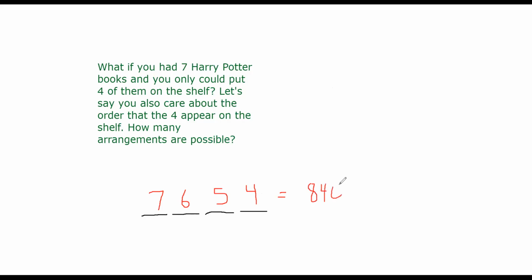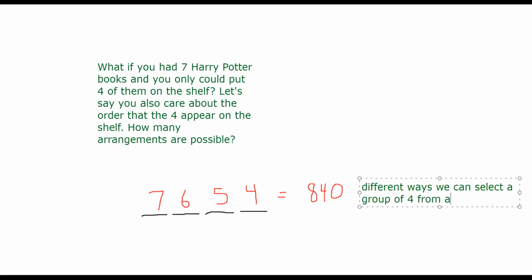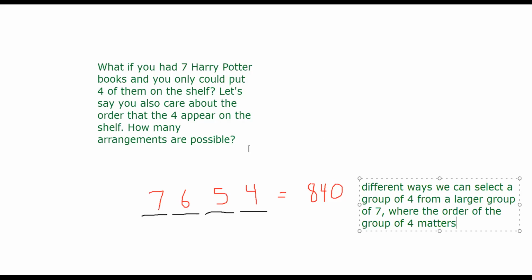So there's 840. In other words, there's 840 different ways we can select a group of 4 from a larger group of 7 where the order of the group of 4 matters. That's what this means. So not only is this the number of ways I can make a group of 4 out of 7, it's also going to count up all the different ways I can rearrange those 4 objects. The order matters in that case.